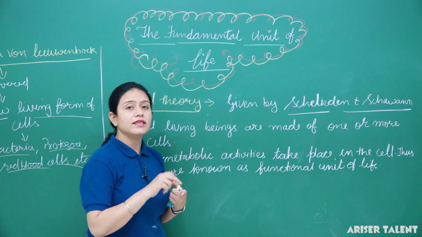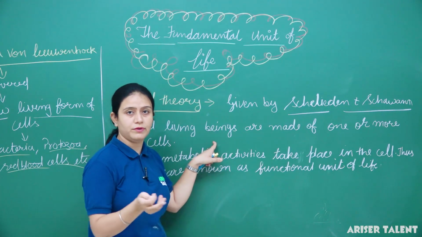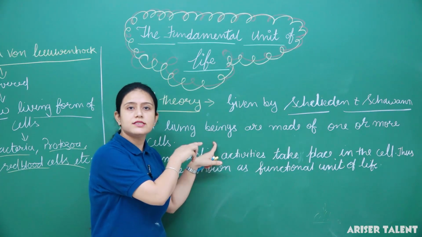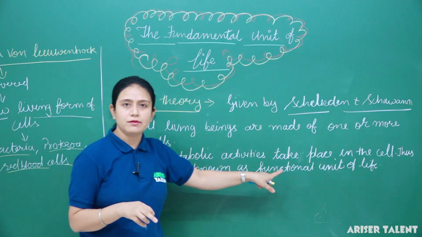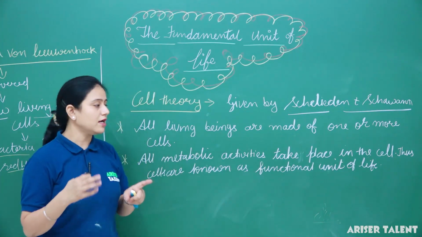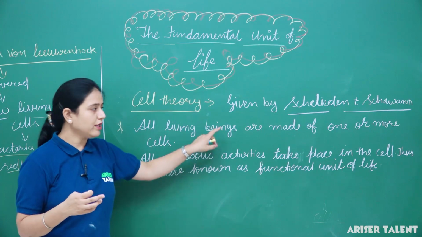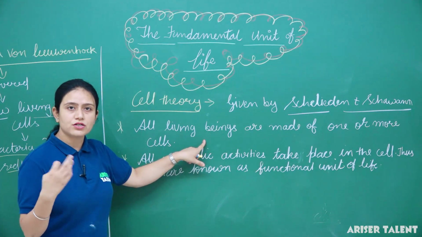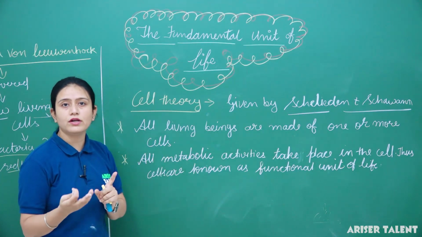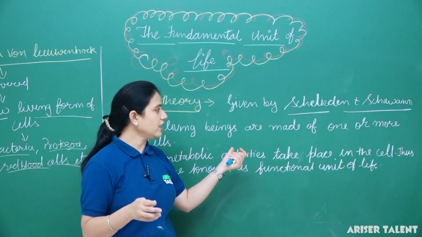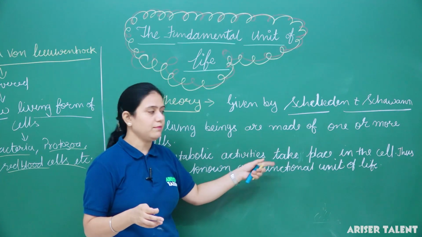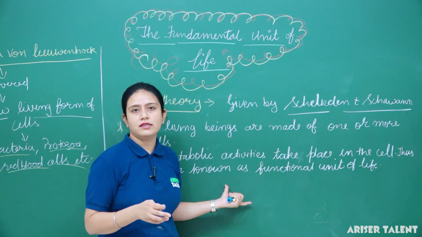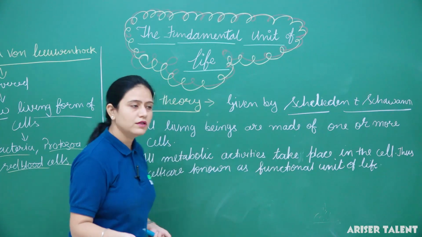Thus, we can say that the cell is the structural unit because they are made up of cells. So, here the cell is the structural unit, but in these cells metabolic activities take place. Thus, we can say that these are the functional unit of life. So, here we have cleared why they are known as structural and functional unit, because all the living organisms are made up of cells. So, they are the structural unit of life and all the metabolic activities take place in the cell. This is the reason they are known as functional unit of life.